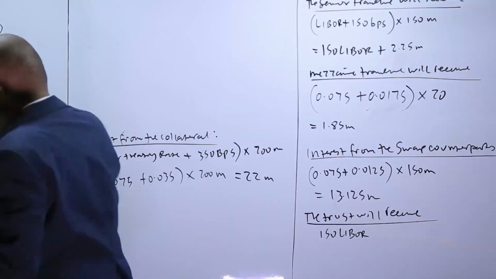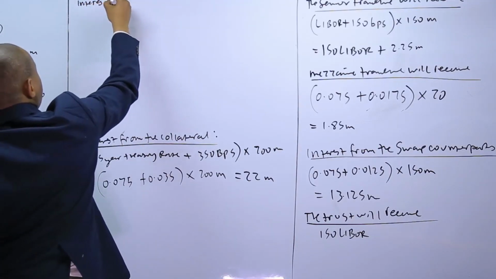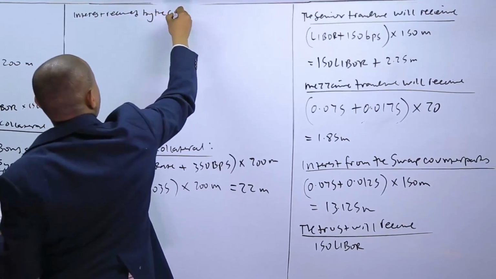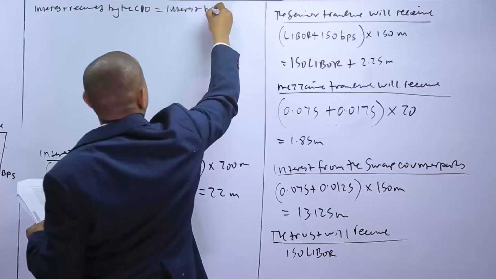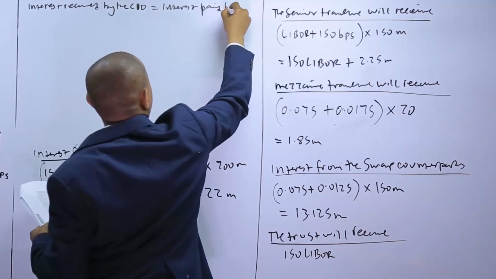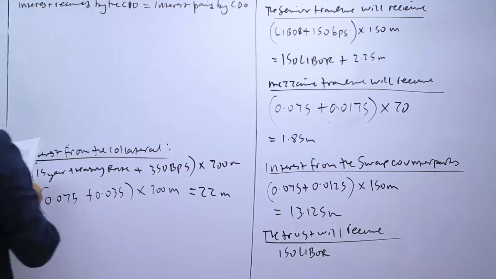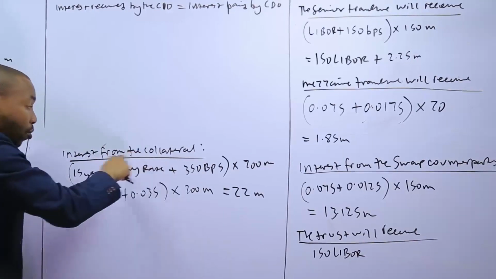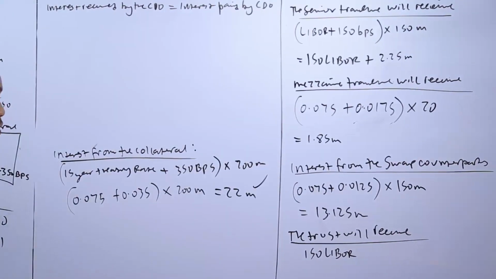We are saying interest received by the CDO is equal to interest paid by the CDO. The interest received by the CDO is interest from the collateral. Look at the word "from." This is the first value that we'll need to put all together.